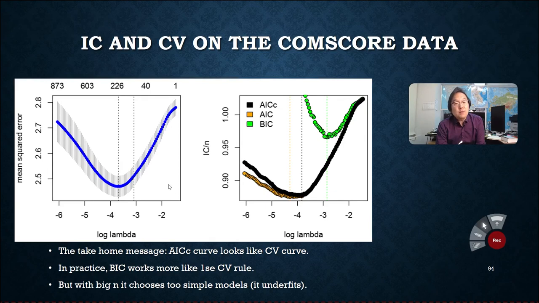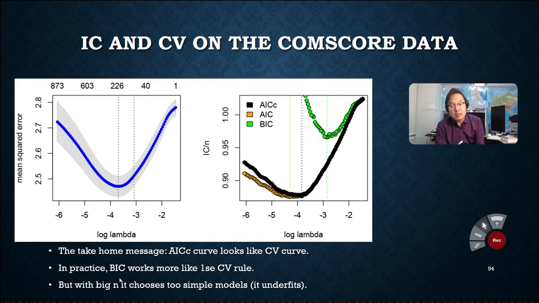On the comScore data, log lambda is shown over here with the mean squared error. Where is it minimized? You saw the minimum mean squared error, and then one standard error from that, a more conservative choice. For the AIC and BIC rules, the IC divided by N is shown on the vertical axis, with log lambda as before, and the minimum points of these information criteria are shown: AIC and AICc, yellow and black. And then what do you see? The BIC is much more conservative. The AICc curve looks like the cross-validation curve.